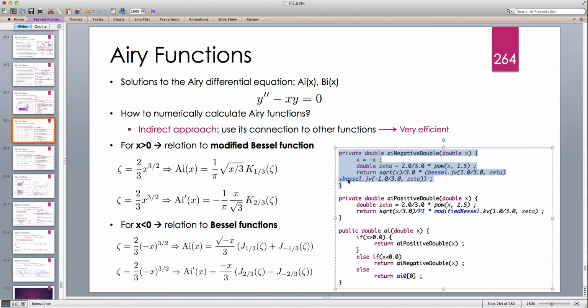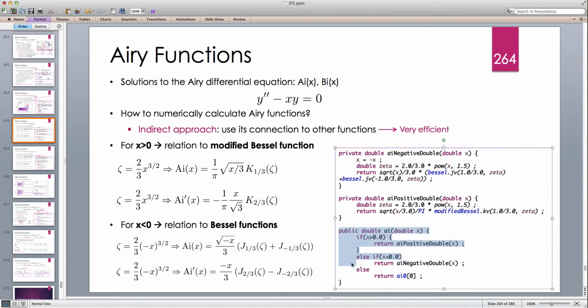And the implementation is extremely simple. Ai negative with a double parameter, right? So x is negative, so I calculate negative x, so it becomes positive. And then zeta is 2/3 of x to the power 1.5. And remember, this x is actually this negative x here. And then we return the square root of x, which is negative x here, over 3 times Bessel dot J nu 1/3 and zeta plus Bessel dot J nu minus 1/3 and zeta. All right, this is very easy.